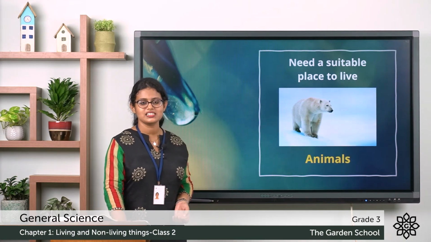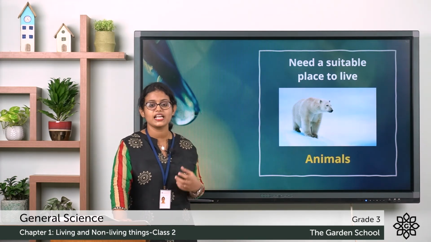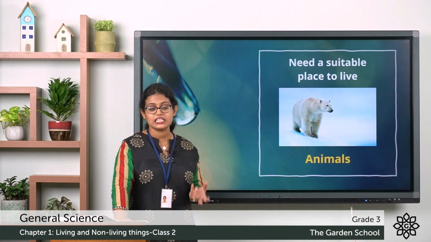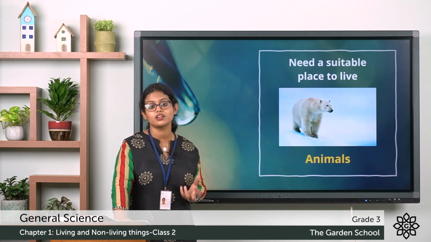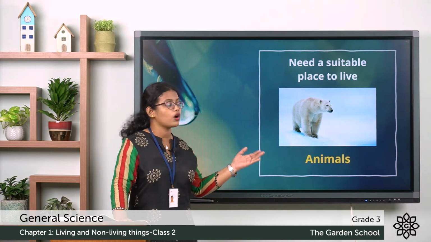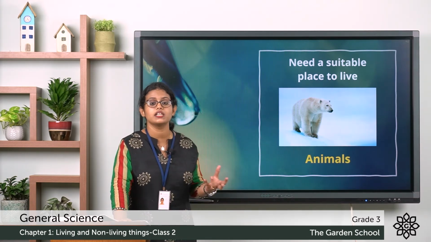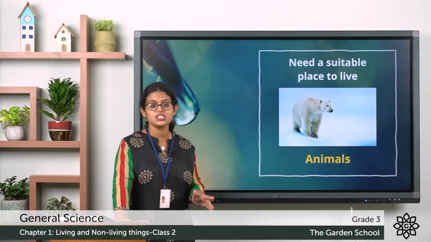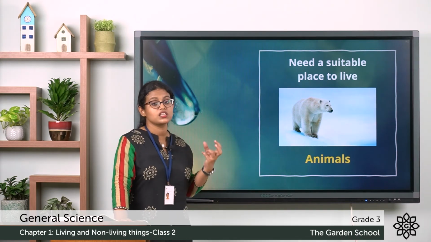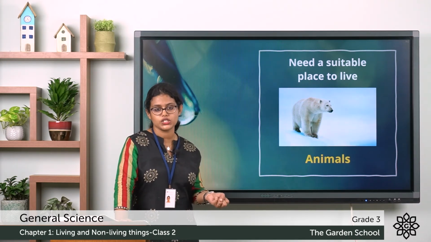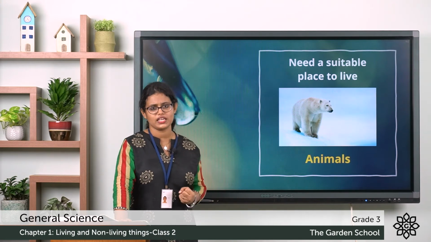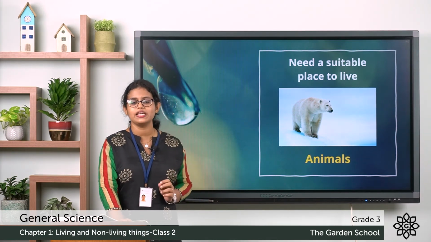Which animal is this? This is the polar bear. And where can you find the polar bear? It lives in cold polar regions. So imagine the polar bear living in a desert. Can it survive there? No, it cannot survive. So a polar bear can survive only in cold regions. So all living things need a suitable place to live.